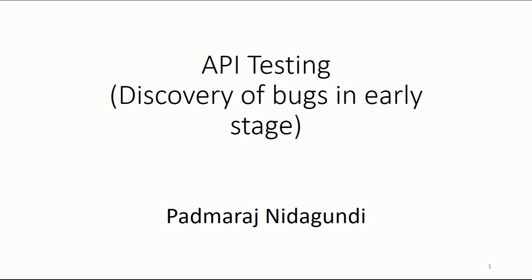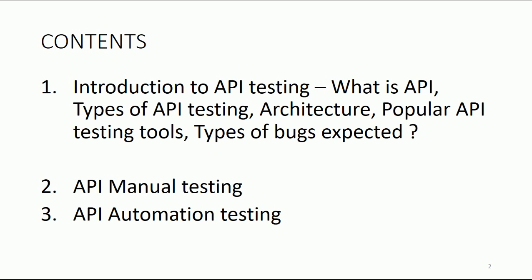Let's go briefly over what we learned in the previous class. We understood what API is and the types of API testing, the architecture of the API and popular API testing tools, and the types of issues or defects we can expect while doing API testing.